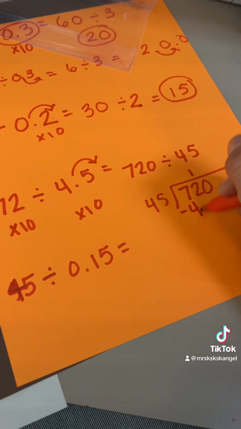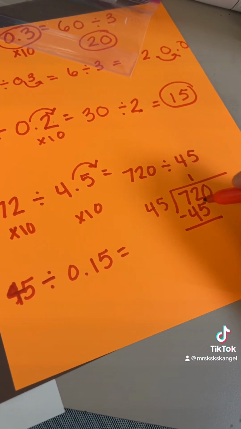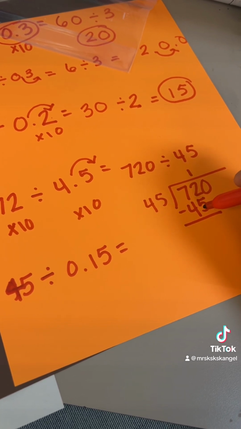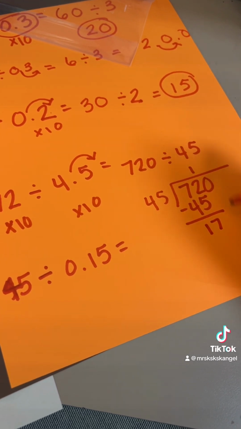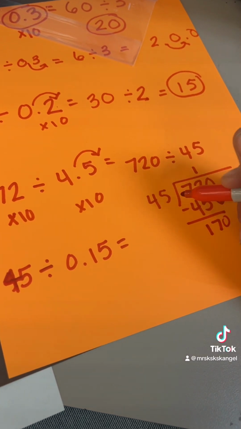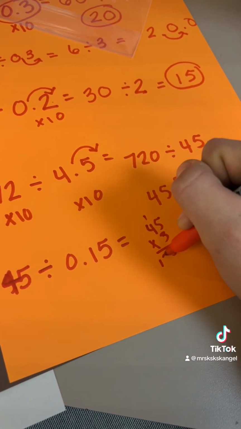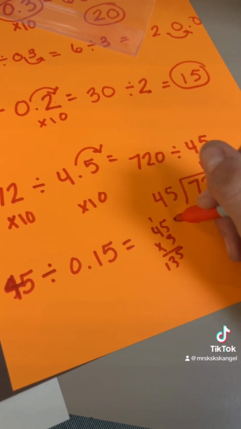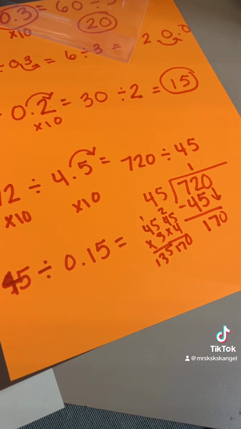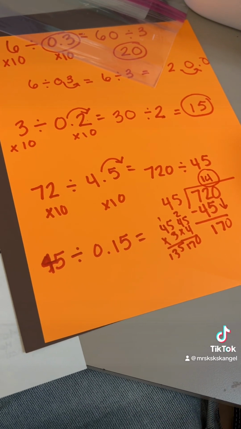Goes in one time. Actually, hold on. It's going to go in 10, 20, 50. Okay, we have a remainder of 17. Drop that 0. 45, let's multiply it by 3. Let's see what we get. Let's try one more. There we go. It goes in 4 times. So our answer ends up being 14.